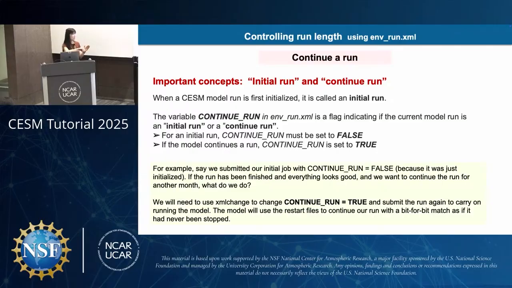So if at this time, when you finish your first simulation, you don't set this variable to true, it's still false, then the model thinks again this is an initial run. So you want to run from the very beginning. At the end it will run the first month all over again. So after these 2 job submissions, you only get the first month, but twice, right?